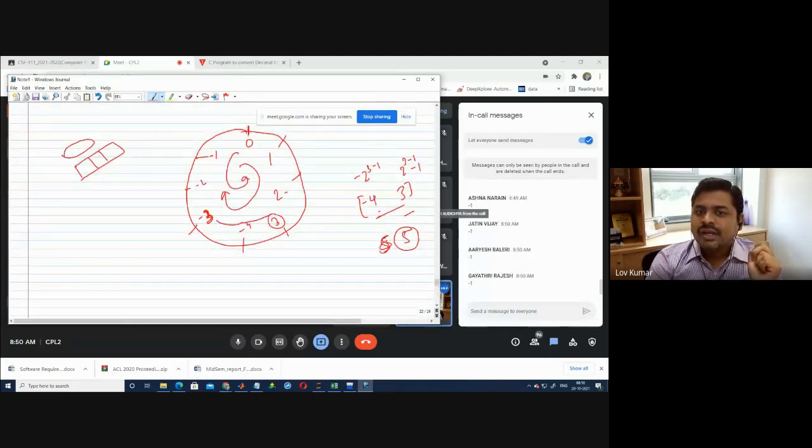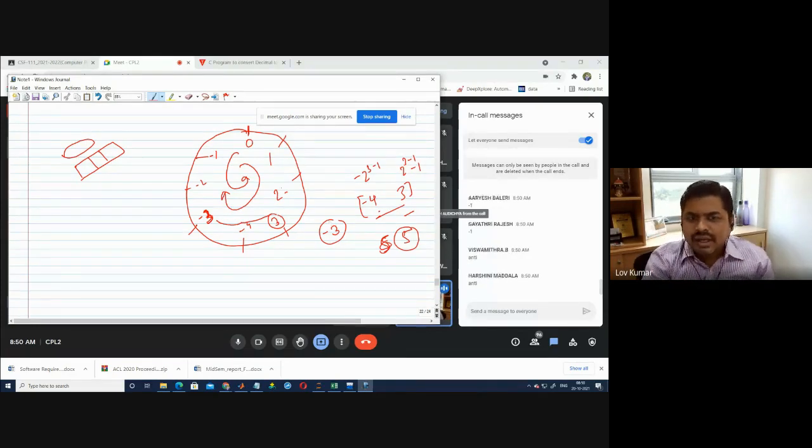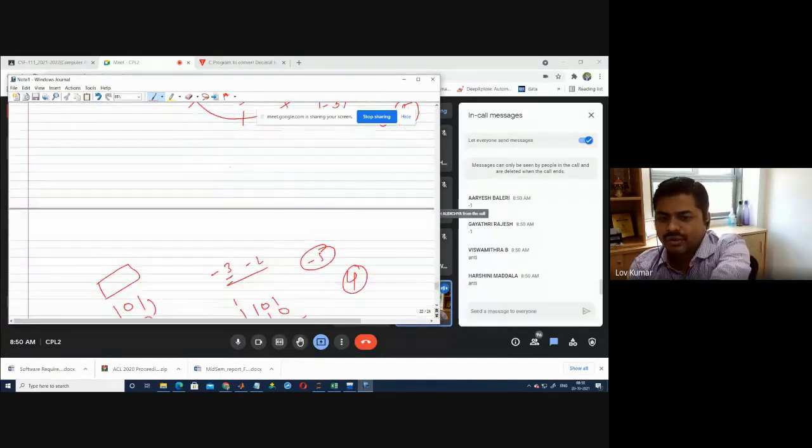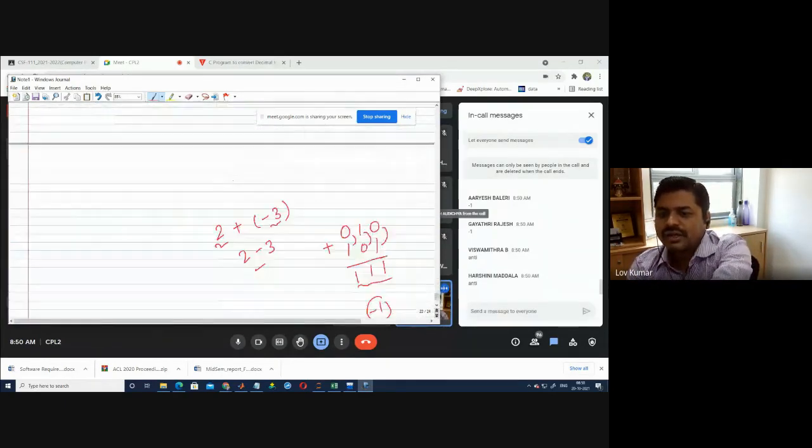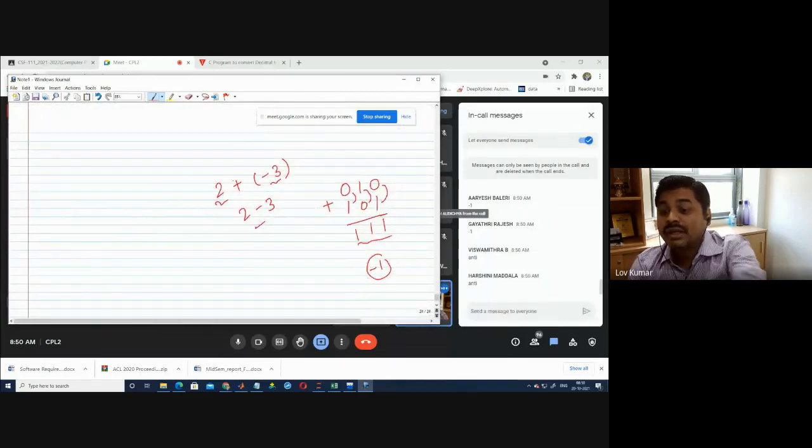This is your 2. Now we are subtracting minus 3. You will follow the clockwise or anti-clockwise? Anti-clockwise. Now it will come: 1 time you are subtracting 1, 2 times you are subtracting 0, 3 times you are subtracting, you are getting minus 1. Now you can see your result. What is the output you are getting? Here you are getting also minus 1.